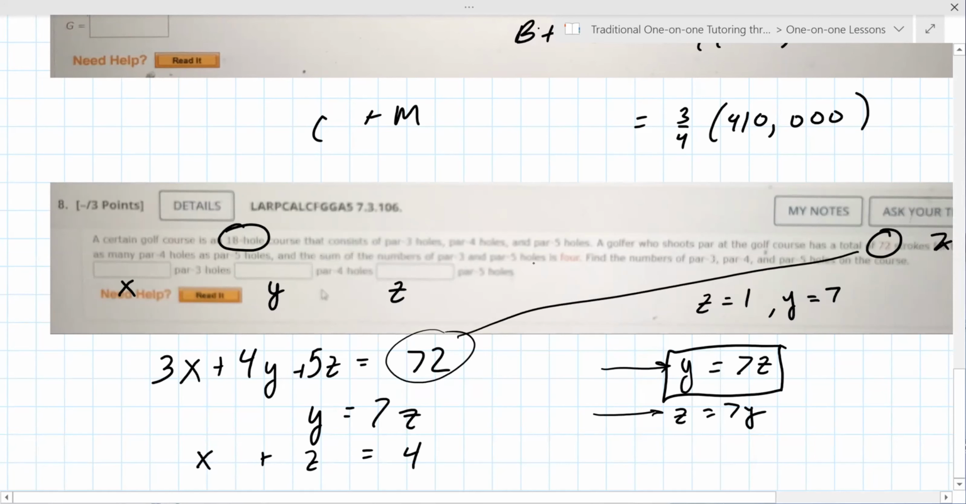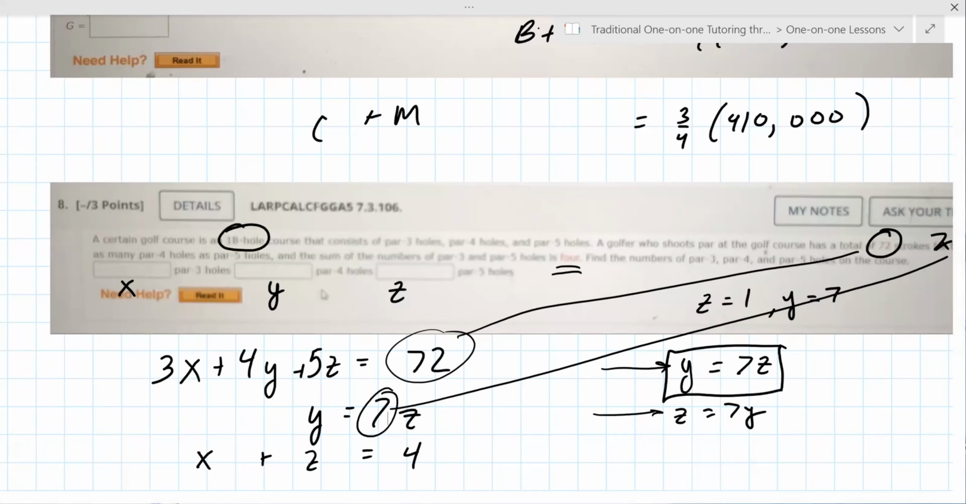The sum of the number of par 3 and par 5 holes, that's x plus z is 4. And then that's 7 times whatever your number is, which will be replaced there. Okay. Are you guys comfortable entering this into the calculator, or would you like me to show you how to do that for this one? Yes, show me. Yep. Just looking for yay or nay on that. So let me grab this calculator tool.